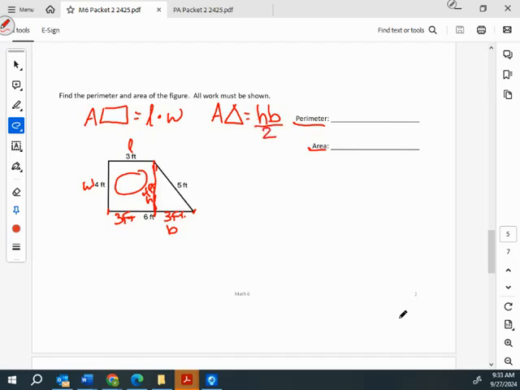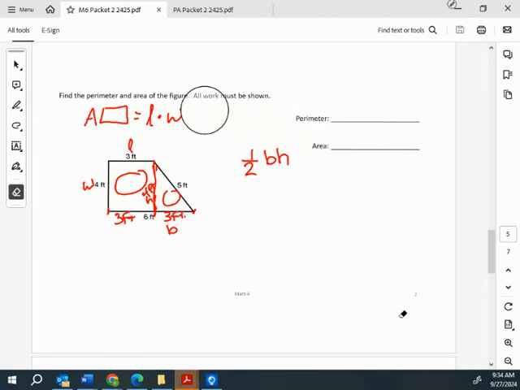So sometimes we could write it that way, sometimes we could say 1/2 of that base times the height. Because base times height is like the length times the width, but a triangle is half of a rectangle, so we have to divide it by 2. So you're going to do your base times your height, divide it by 2 for that area. Then you add your 2 areas together for the full area of the figure. Okay? Let's look at our next page.